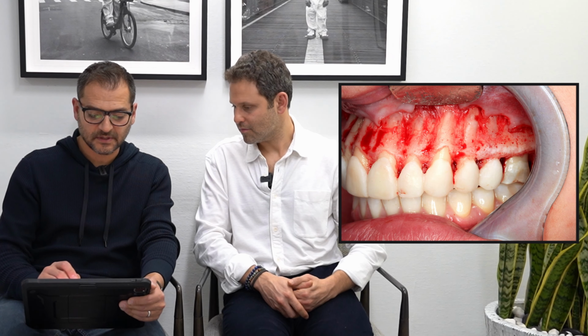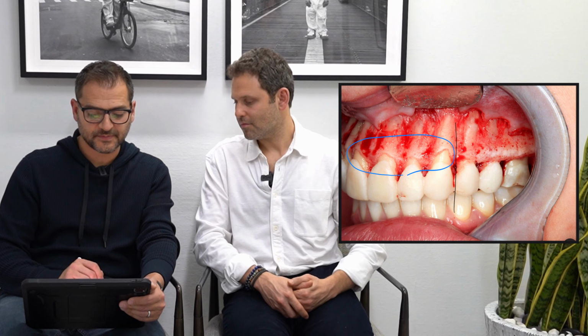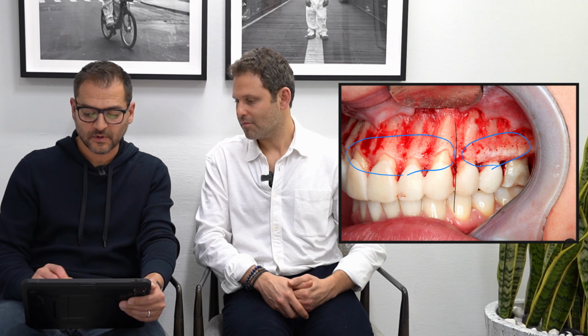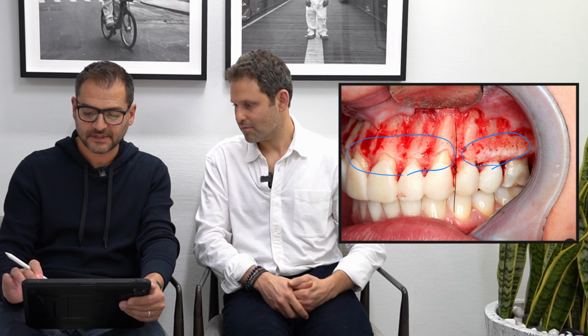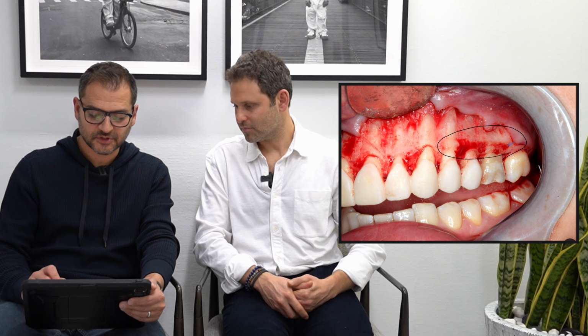So in this case, on this photo, you can see that this area on the front has been already addressed, and we're now going to work on the posterior molar teeth. We, at this point, took all that bone away. We also shaved a lot of this bone, made it flat. What do you use to do this?